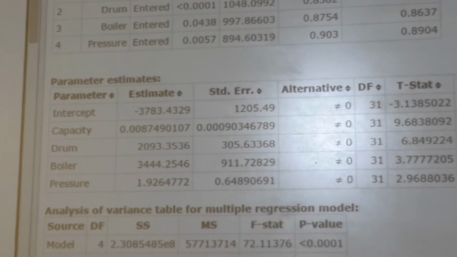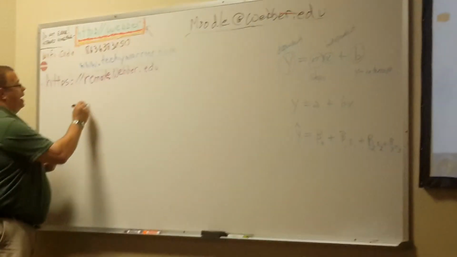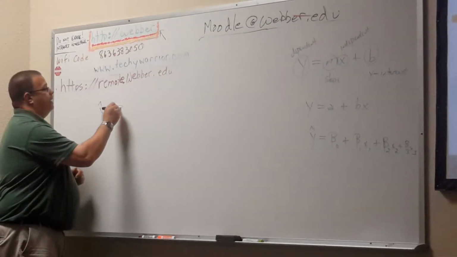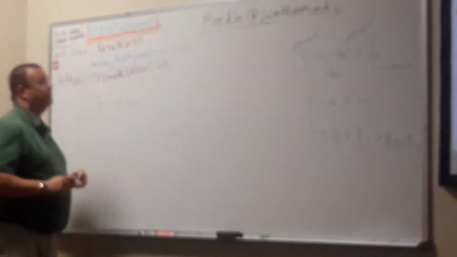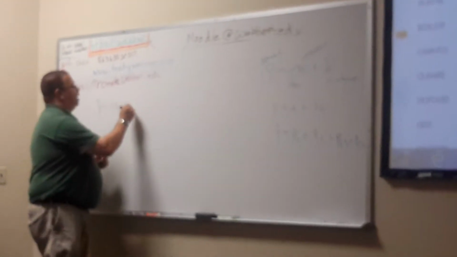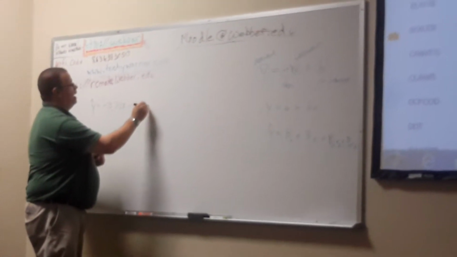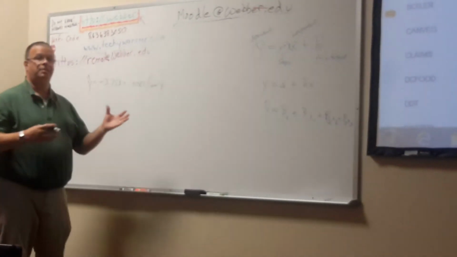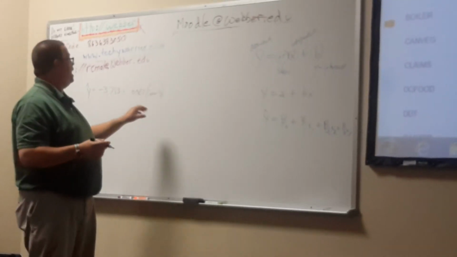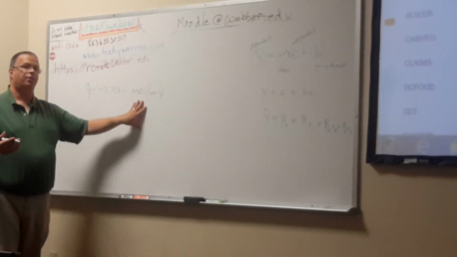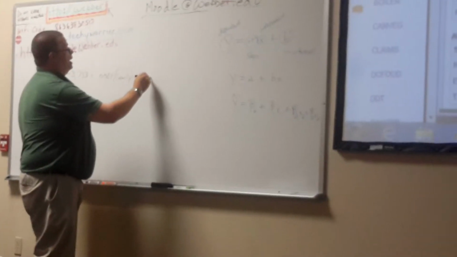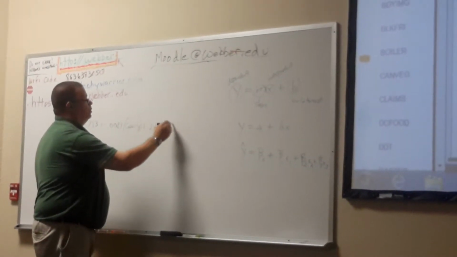We'll take those here and write them out. Our equation would be that our man-hours, or our dependent variable, is equal to negative 3,783 plus 0.0087 times the capacity. So with every gallon of capacity that we add into the boiler, it adds a little bit less than 1/10 of a man-hour to the job, plus 2,093 times drum.